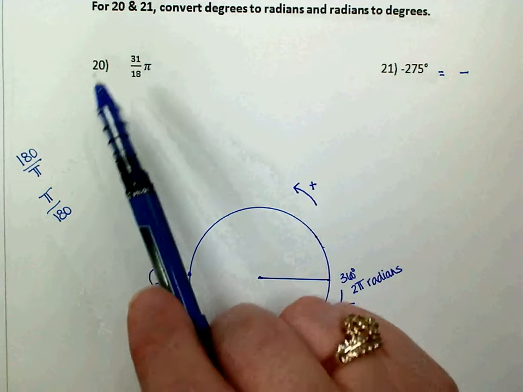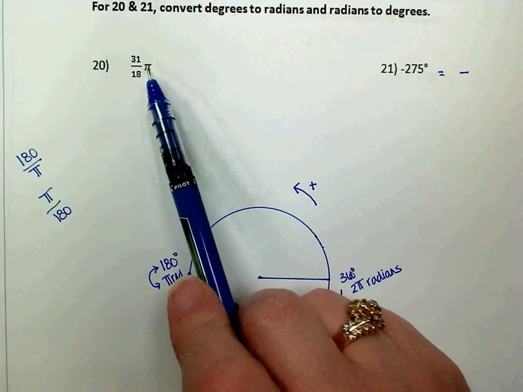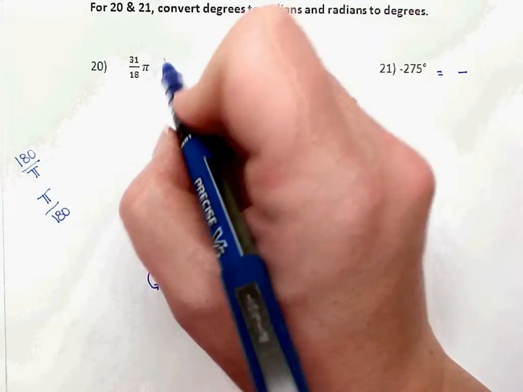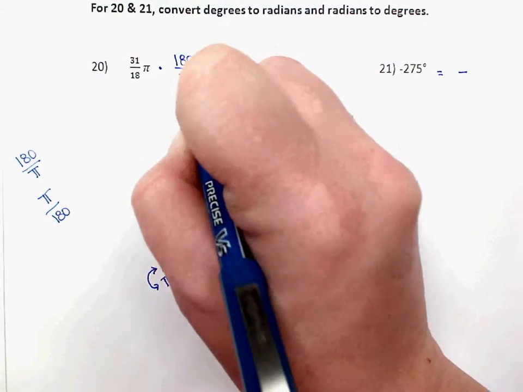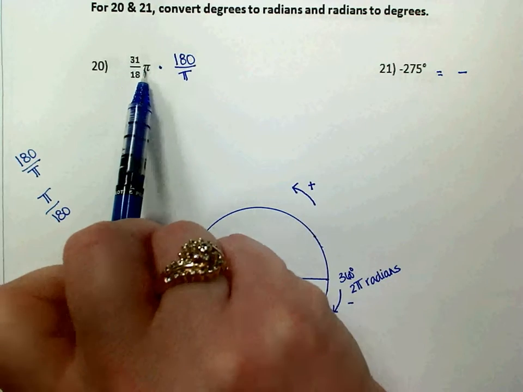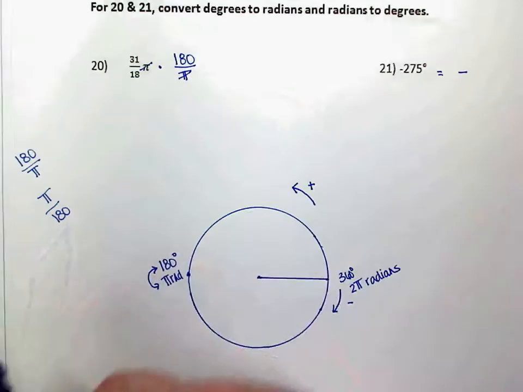So number 20, we're given radians, so we're trying to get rid of radians. So we want to get rid of this pi. So I'm going to multiply by 180 over pi. So now I have a pi in the numerator and a pi in the denominator, and that's what allows me to get rid of the pi.